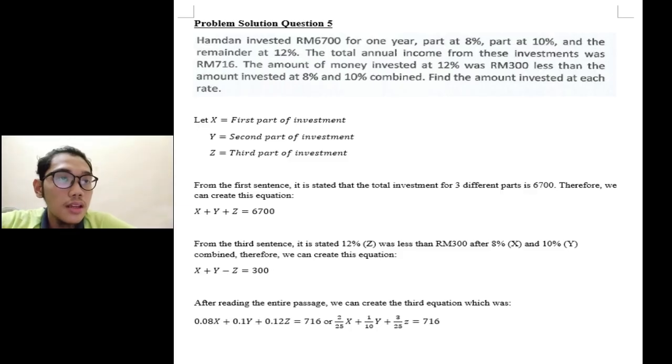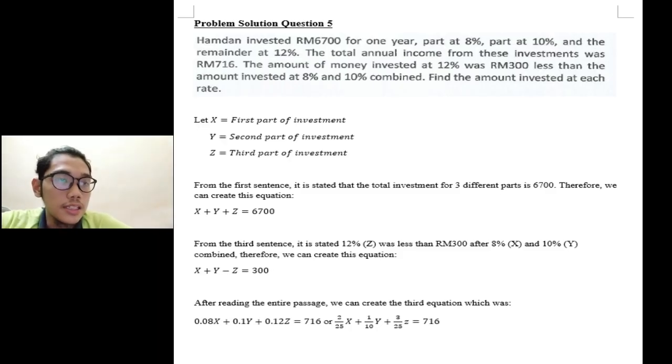6,700. And following the passage, from the third sentence, it is stated that 12%, which was the third part of investment, z, was less than 300 ringgit after 8%, which was first part of investment, and 10%, which was second part of investment combined. Therefore, we can create the next equation, which was x plus y minus z equals 300.